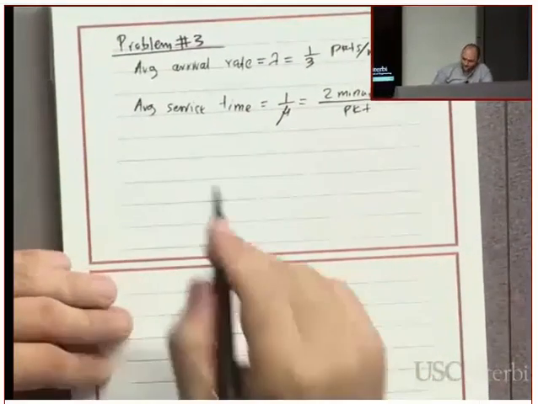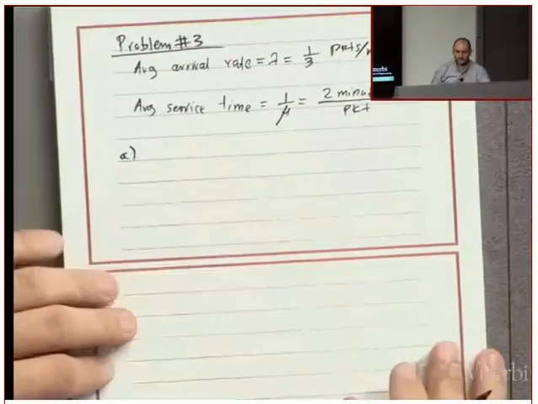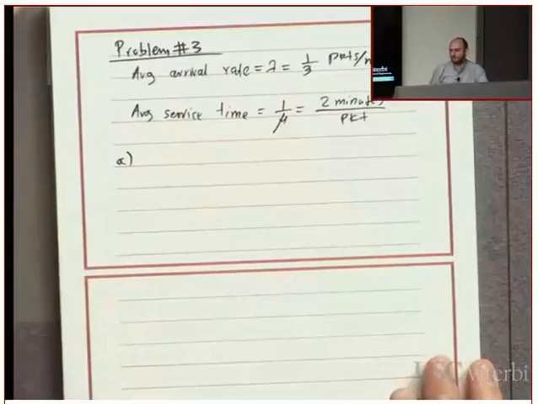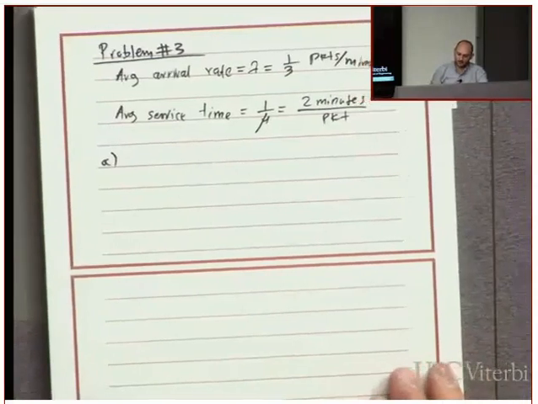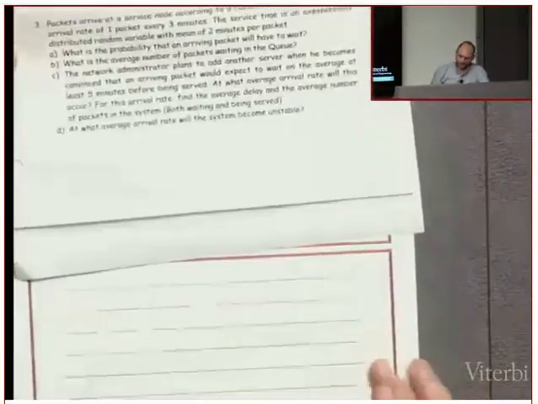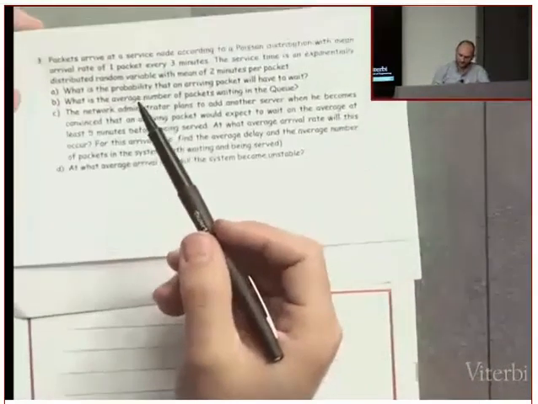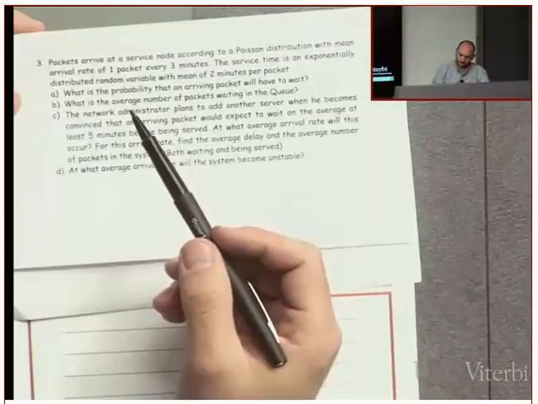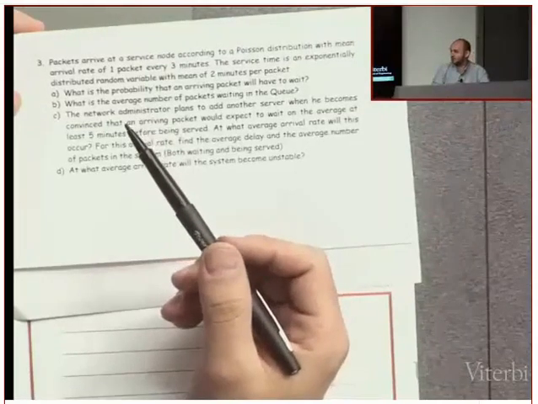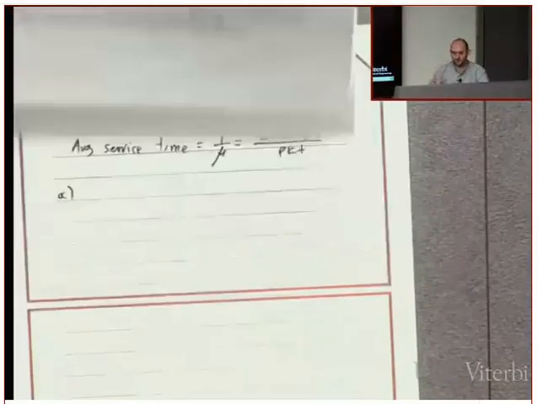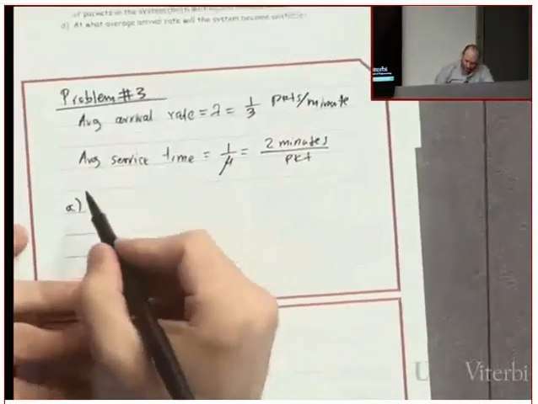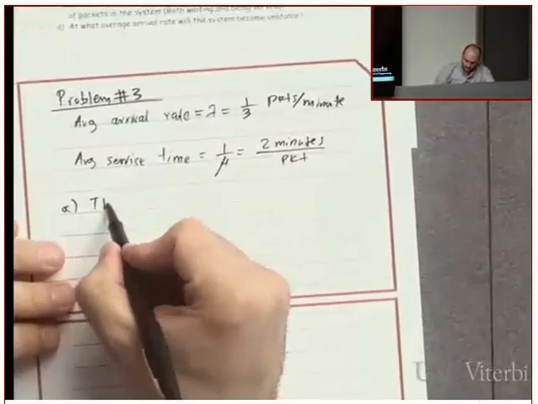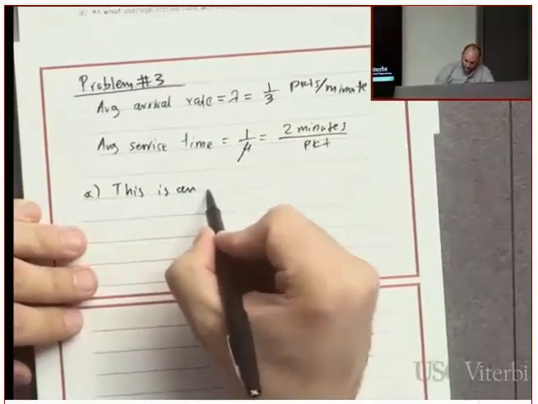Okay. What kind of queuing system is this? What do we have here? We have Poisson arrivals, we have exponential service times, and we have a service node. M/M/1, right? So this is an M/M/1.